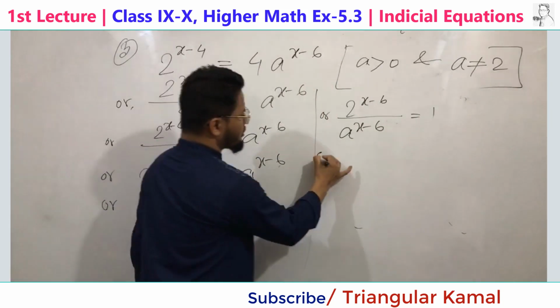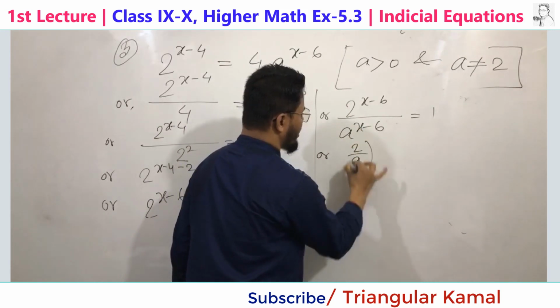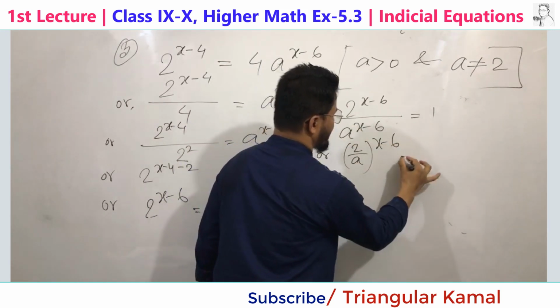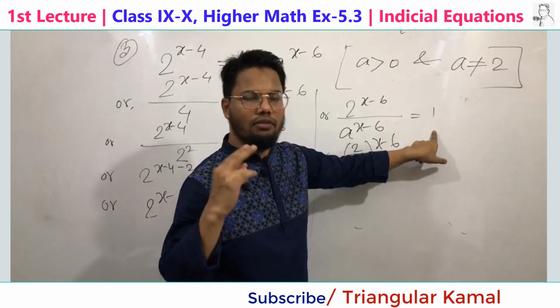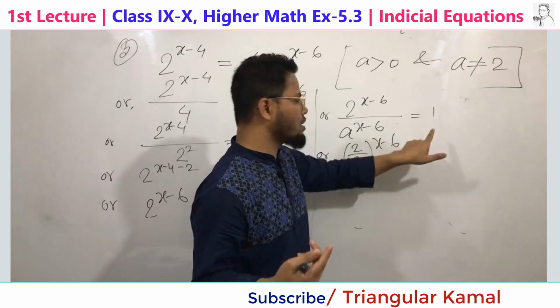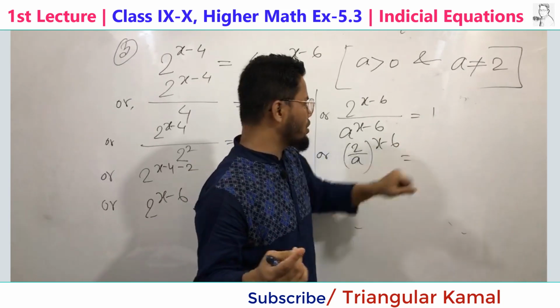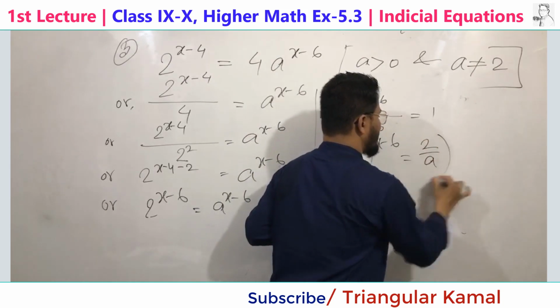Now what you see here, both have the same power, so we can write (2/a) to the power x minus 6. But here, as in the previous one, this is 1. So we can write 1 as 5 to the power 0, 7 to the power 0, 8 to the power 0, or (a/a) to the power 0. Or so we can write (2/a) to the power 0.